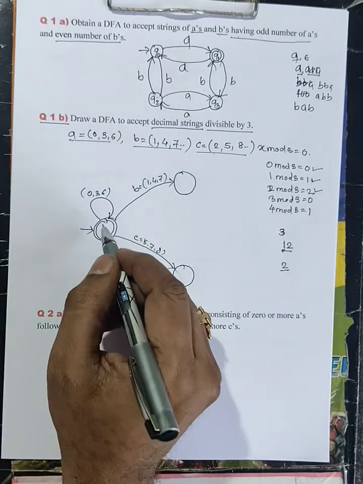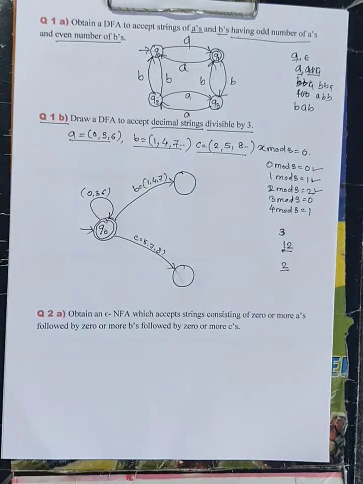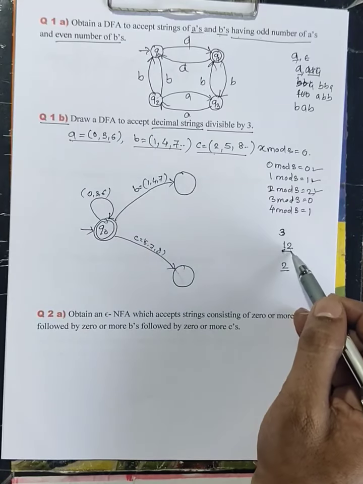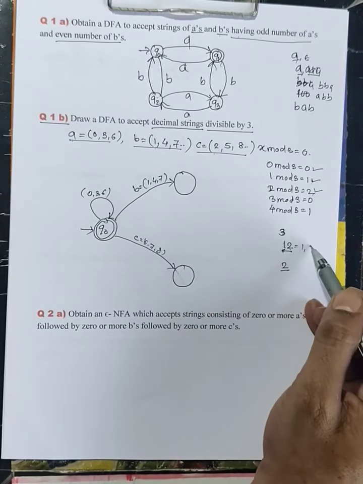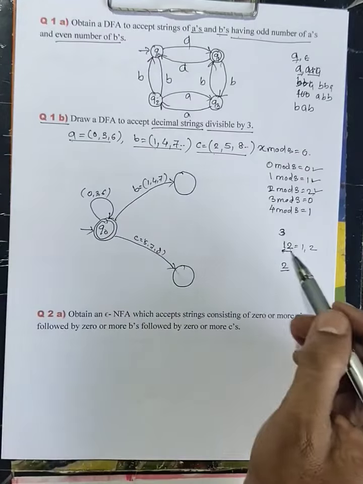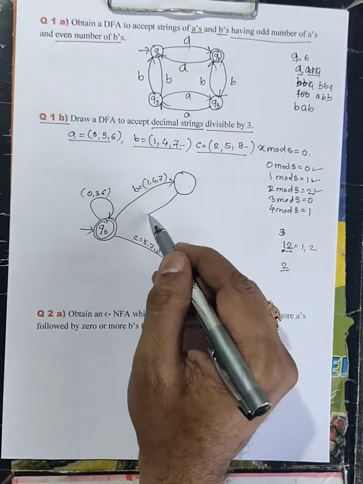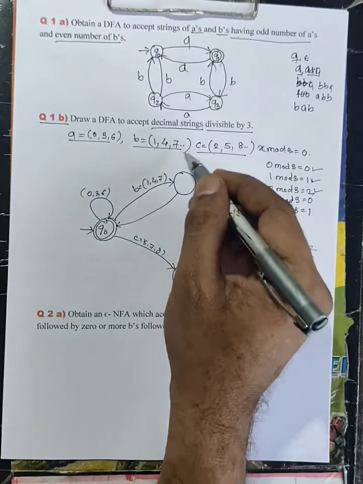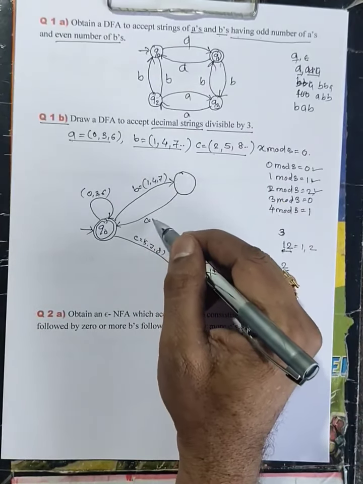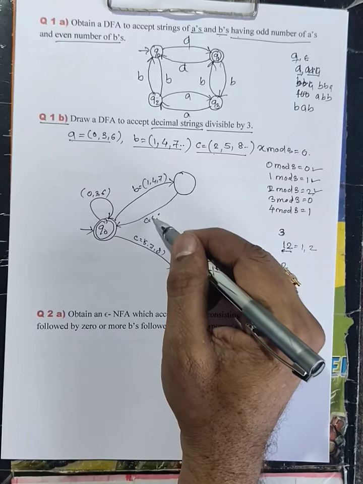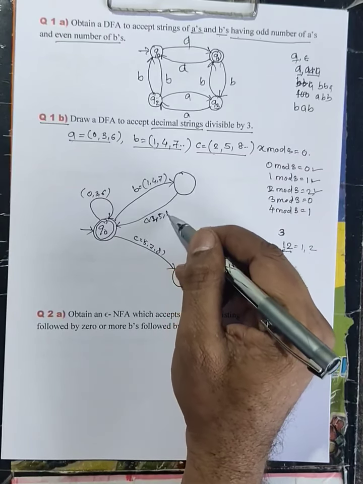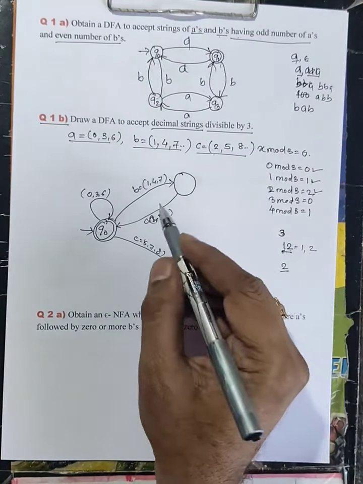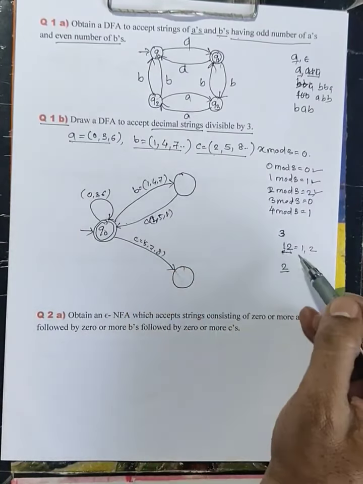From Q0, 3 transitions. Next, remainder 1, then the string is 1 2. 1 2 means remainder 1, then 2, and this is divisible by 3. If remainder 2 is there, then again we have to move to the final state. Remainder 2 we get from C, for 2, 5, 8. This is remainder 2. From this one, the transition is over.